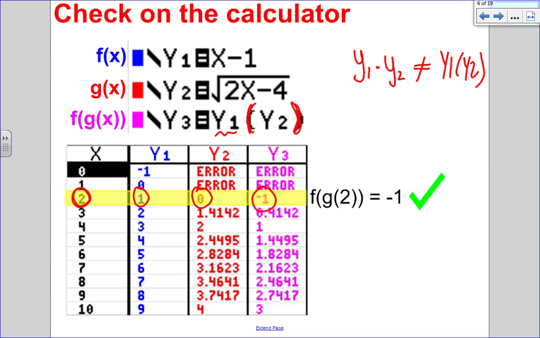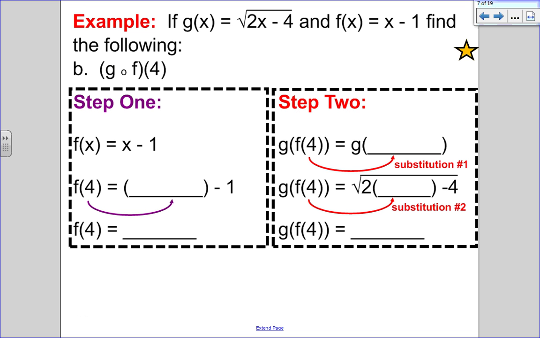Okay, let's try that again, but instead of doing f of g of x, we'll flip it around and do g of f of x. So same functions. I have my radical function, root of 2x minus 4, and my linear function x minus 1, and I want to find g of f of 4.